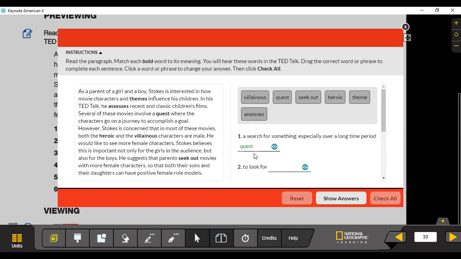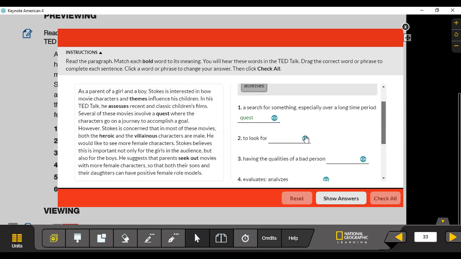Number two, to look for. What do you understand for to look for? Seek out. Yes. So to look for is the same as to seek out, which would be similar to find, let's say.